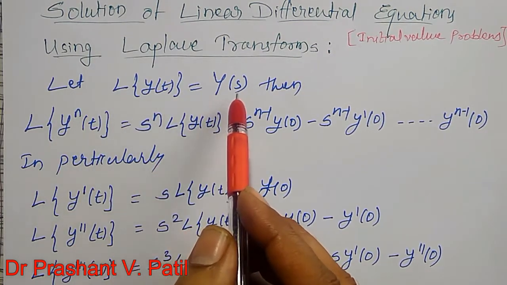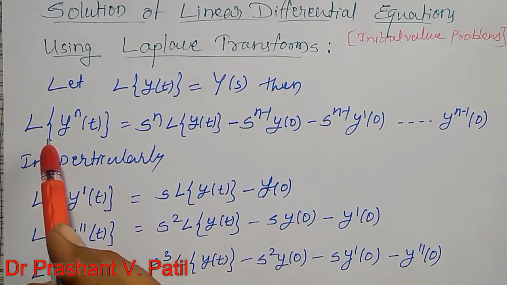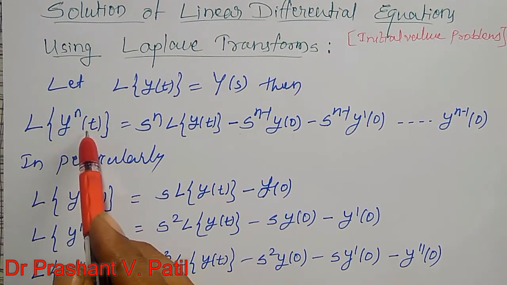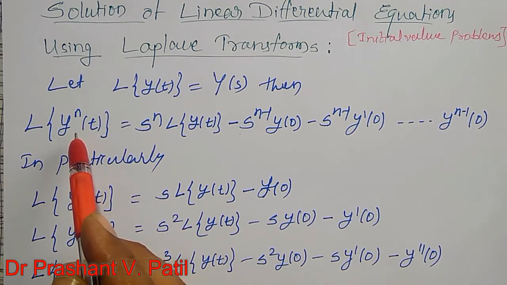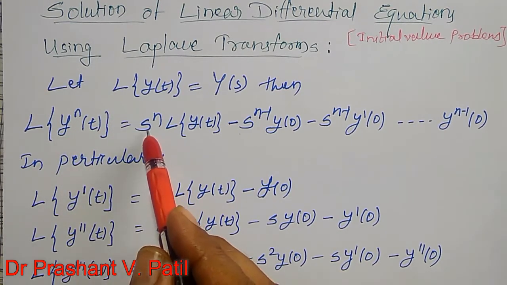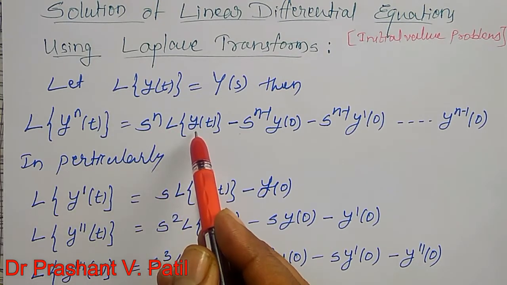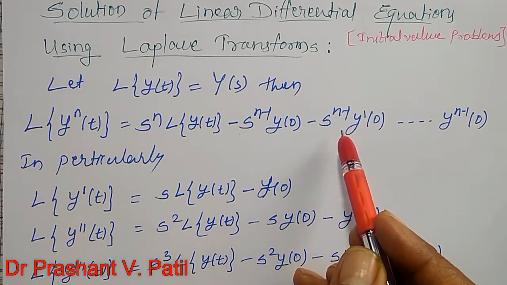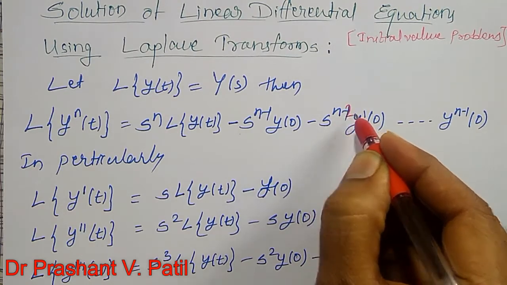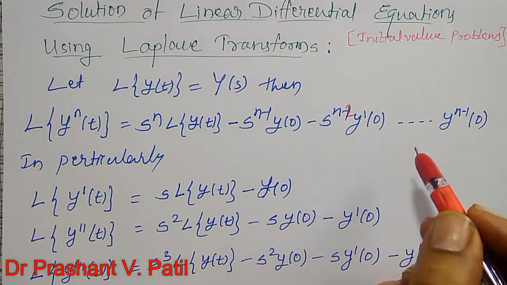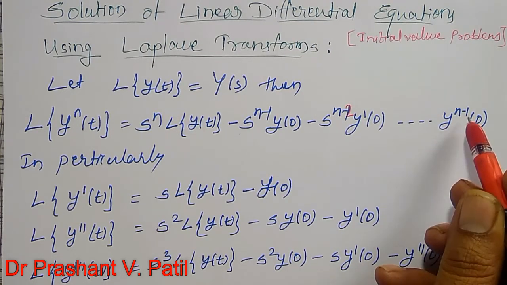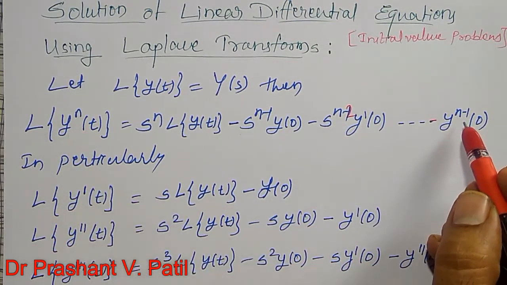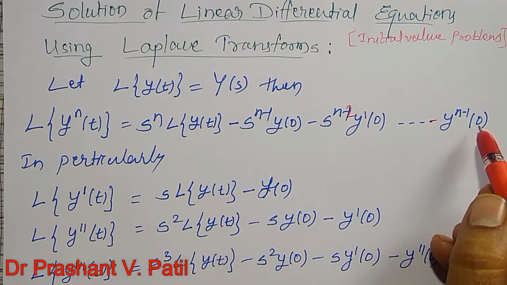of y of t equal to capital Y of s, then the Laplace transform of the nth derivative of y of t, that is y^(n) of t, the nth derivative of y of t with respect to t, is given by s to the power n into Laplace transform of y of t minus s to the power n minus 1 into y of 0 minus s to the power n minus 2 into y dash of 0 and so on, up to y to the power n minus 1 of 0. If the nth derivative is there, we have to take up to the n minus 1th derivative at 0.